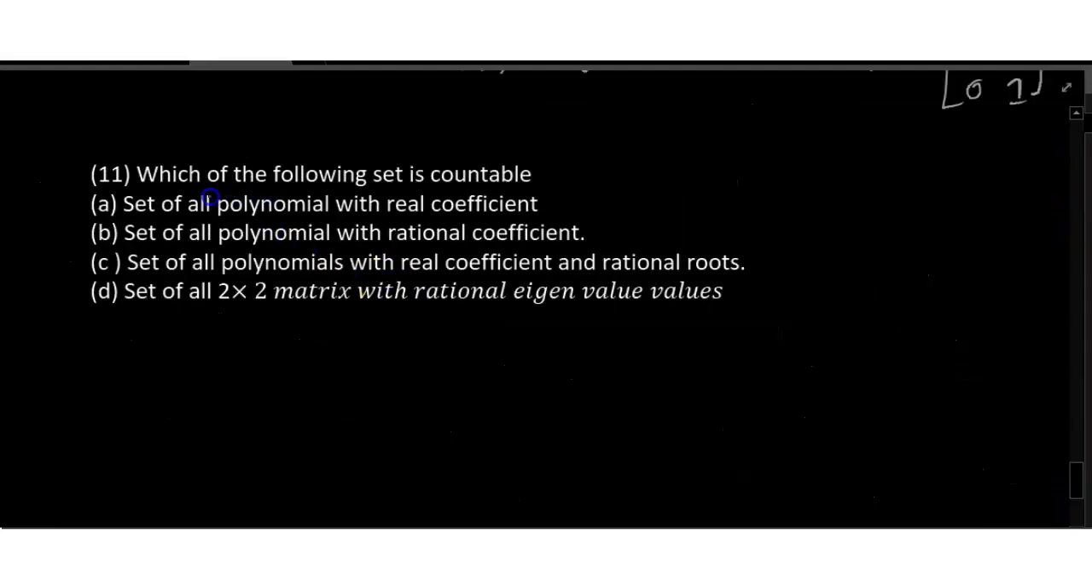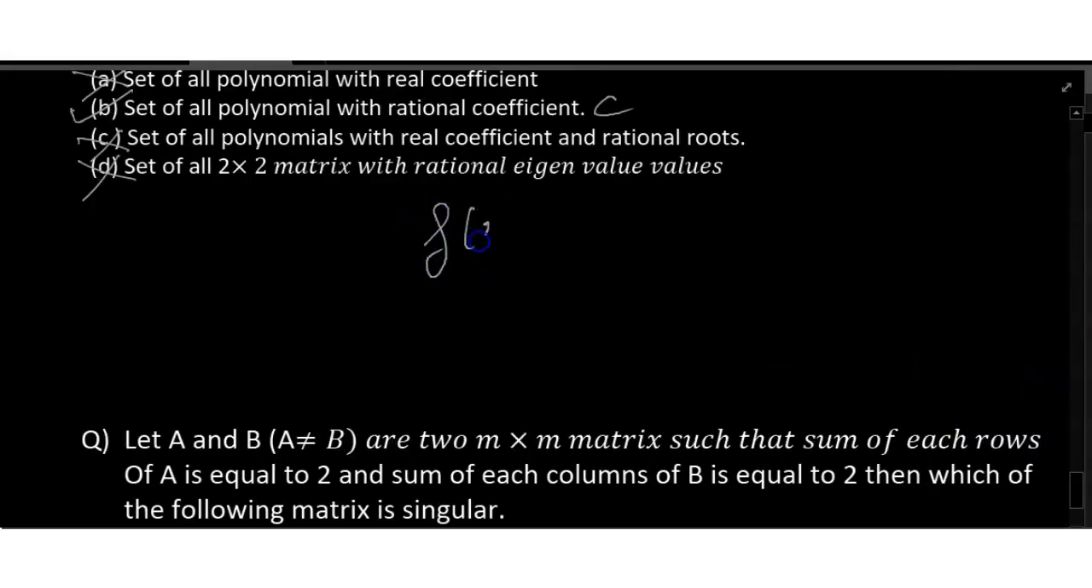Next problem is: which of the following sets is countable? Set of all polynomials of real coefficient is not countable, because this is the theory that the set of all polynomials with real coefficient is not countable. Set of all polynomials of rational coefficient is countable, it is C. And another set, the matrix with rational eigenvalues, is also wrong. Now I say that f(x) is equal to a0 plus a1x plus a2x square up to an x to the power n.